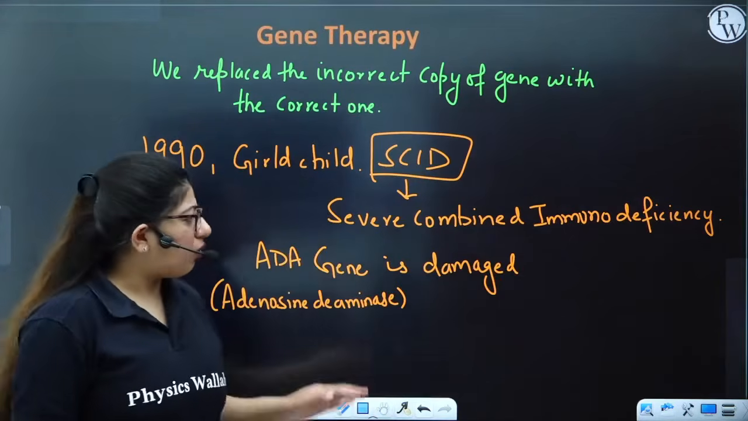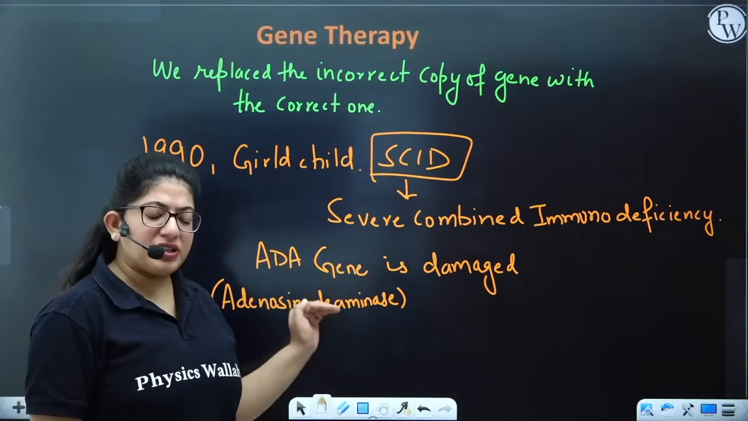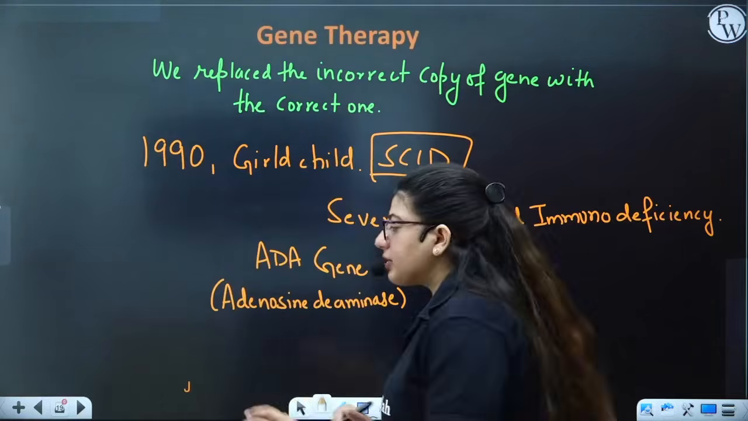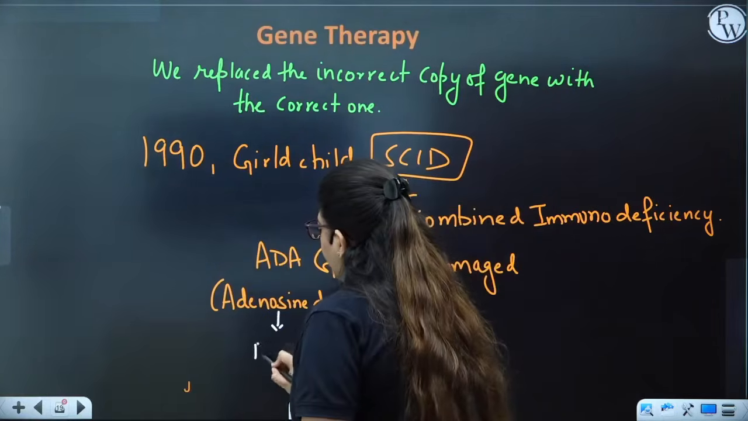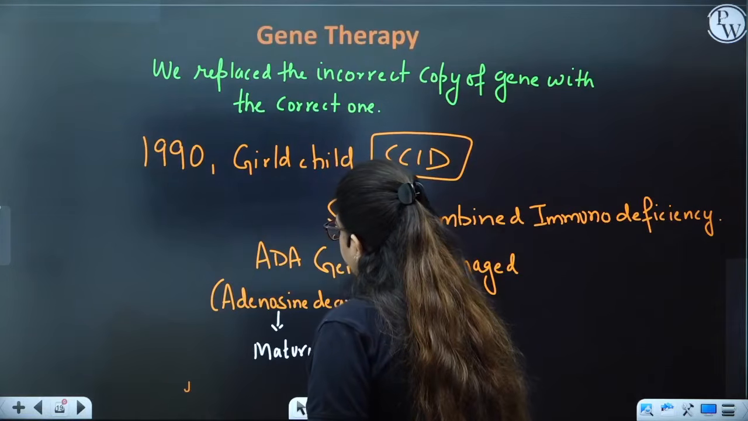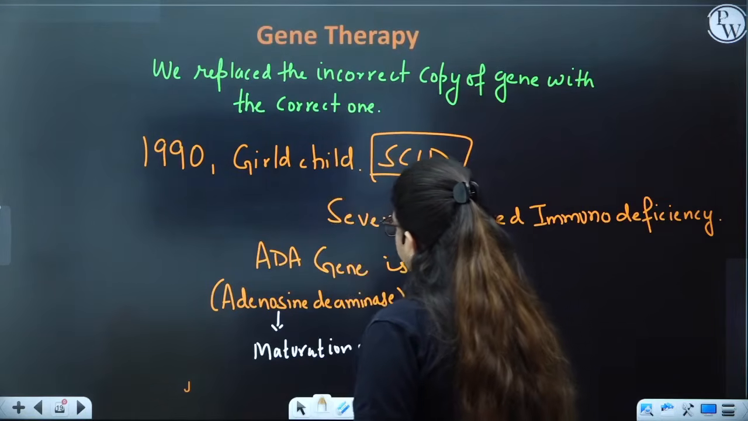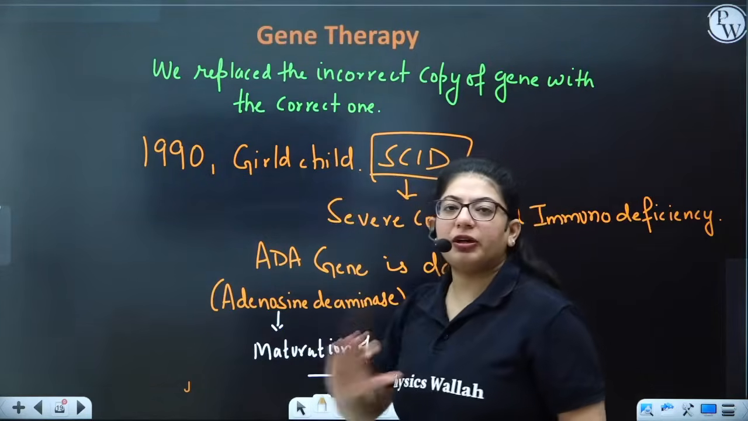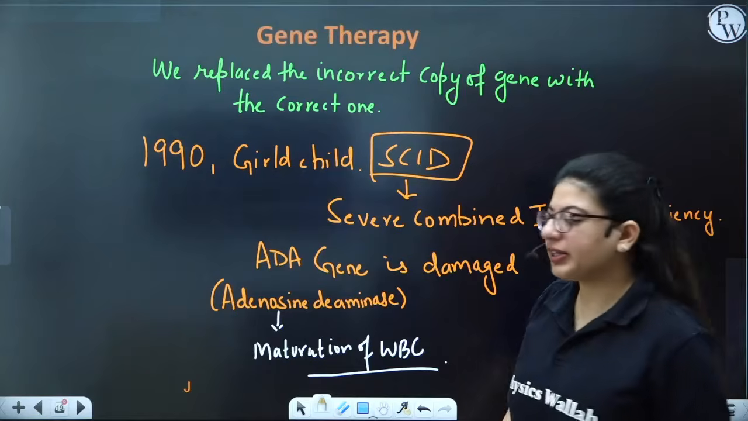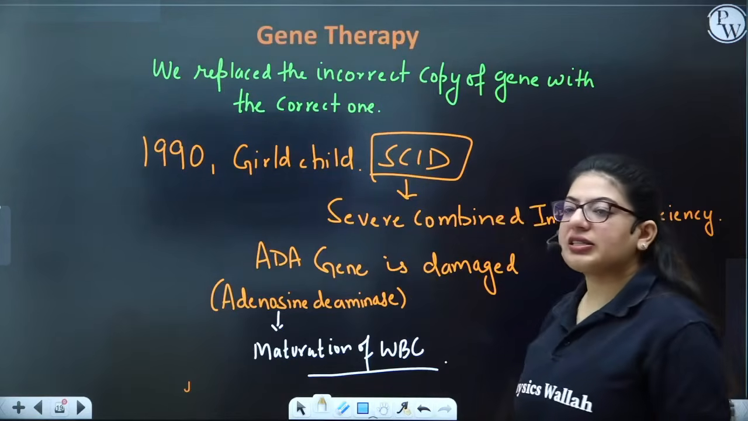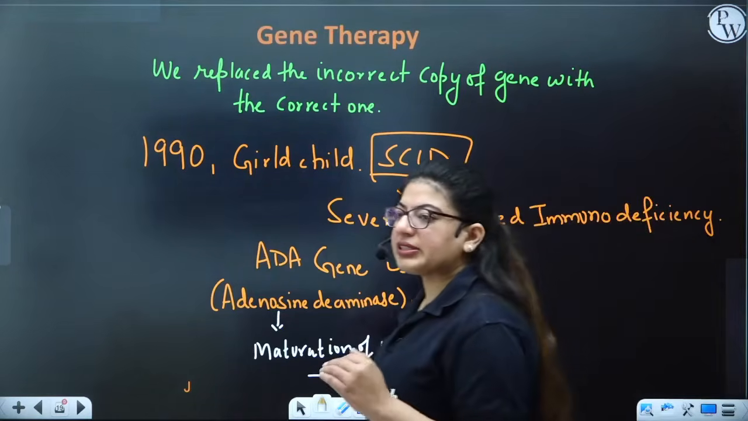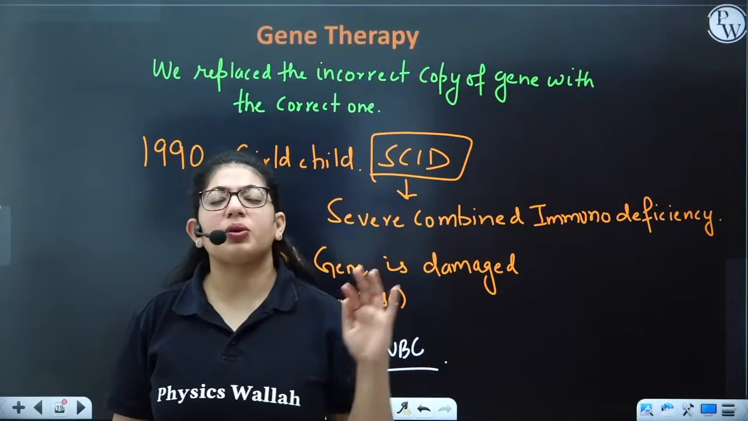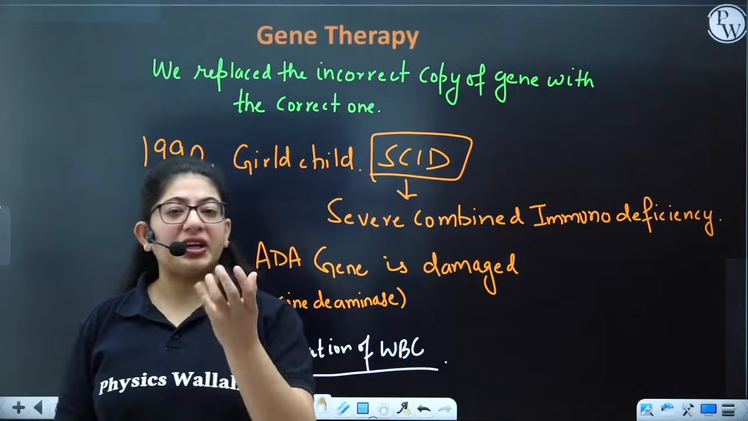Now if this enzyme is not formed, what will happen? The WBCs will not mature. This enzyme is very important for maturation and multiplication of WBCs. If there is no ADA, there will be no mature form of WBC, and hence the person will suffer from SCID. So the immune system of that person is low, and the person can easily catch a lot of infections, and can eventually die as well.